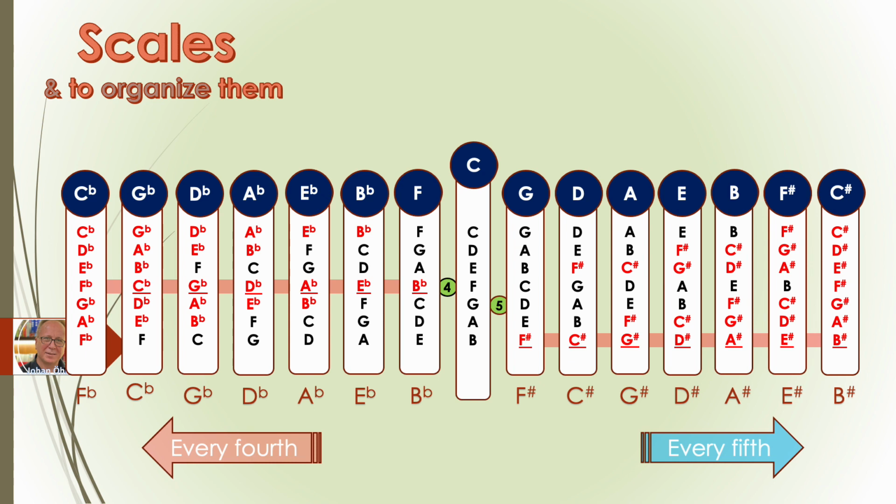So if we play C major and then go to G major and D major and continue all the way to C sharp major and then go back again, that means that we play every fifth going one way and every fourth going back again. And then you can hear what it would sound like when we organize the scales in this way.